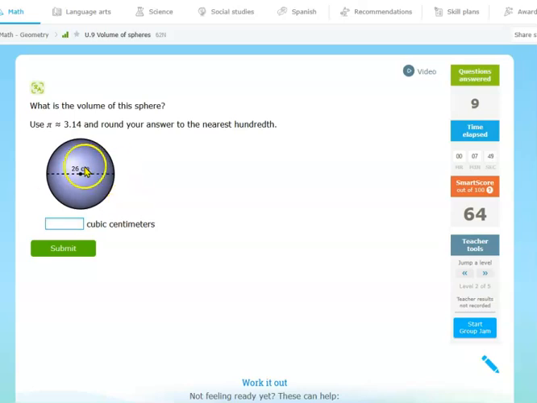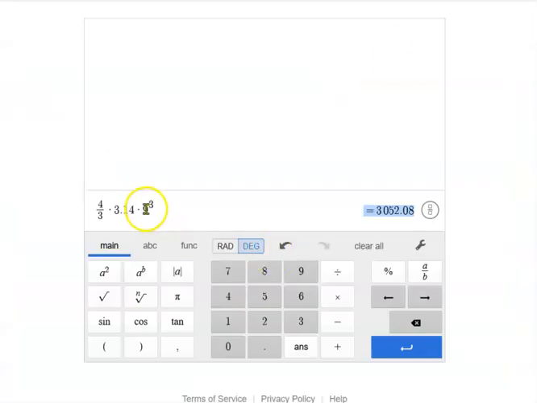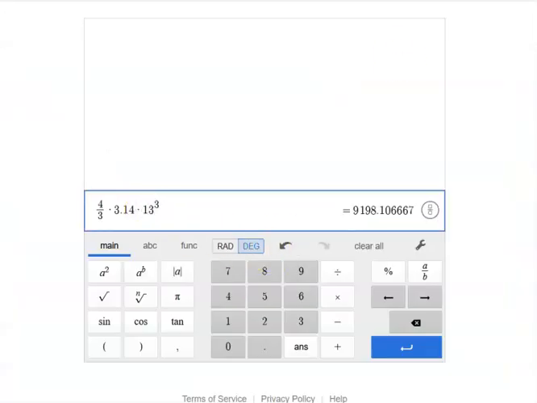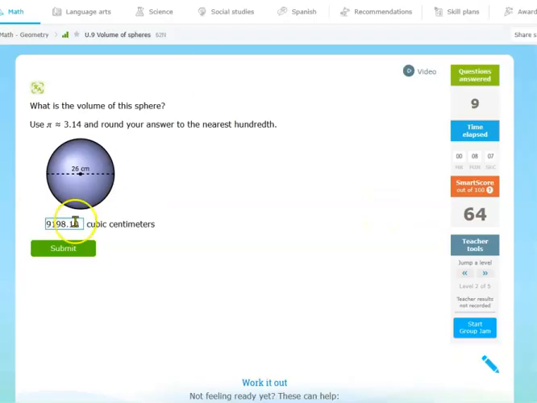Same thing, diameter, it's 26, so the radius is half that. 26 divided by 2 is 13. All right, our answer is 9,198.10. The next digit over is a 6, so we are going to round that up. The 1, 0 becomes a 1, 1. 10 becomes 11.